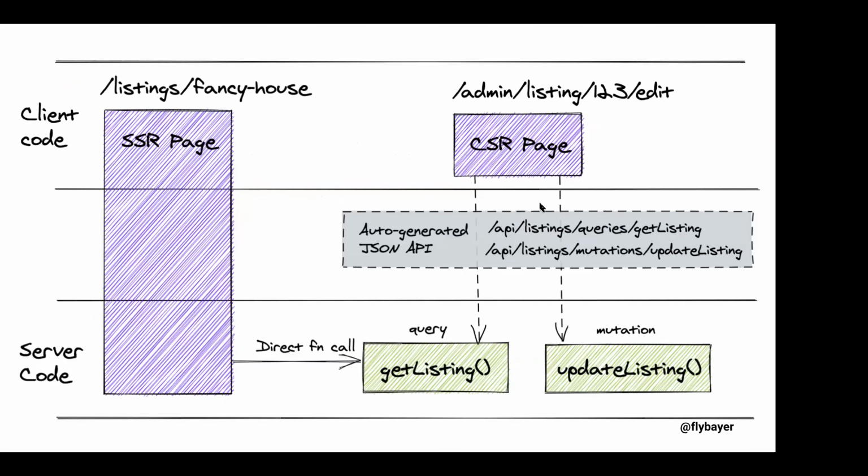Here's a diagram of how this works. At the top right, we have the purple block that is a client-side rendered page. And at the bottom right, we have a get listing query and an update listing mutation. The green boxes at the bottom right are code that only runs on the server. And this dotted line vertically indicates that you're importing this function into this other page. Then at runtime, this gray box is automatically generated for you. So each query and mutation has its own endpoint that you can use if you need to, but you don't even have to know about it for the most part.